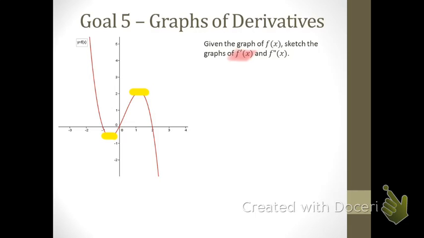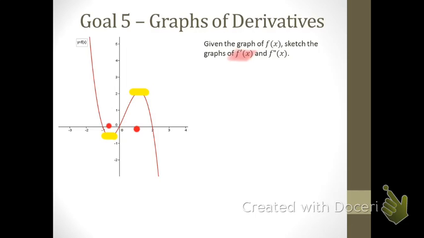So since we're trying to graph the first derivative, here's what I'm going to do. I'm going to put a point at 1, 0, because that's going to represent the value of the first derivative at x equals 1. And at x equals negative 1/2, I'm going to put another point on the x-axis, because that's where the first derivative is going to be 0 again.